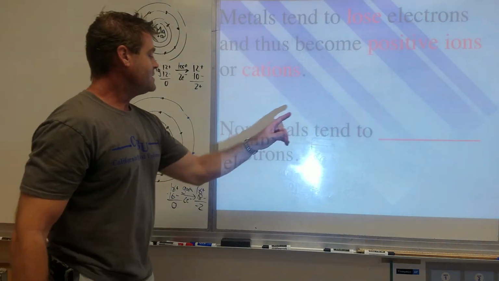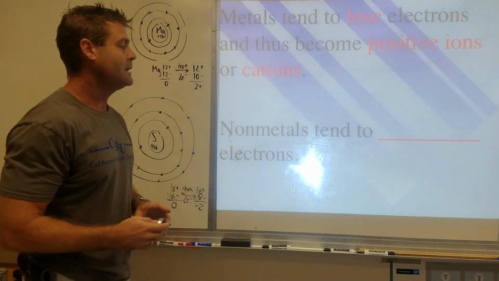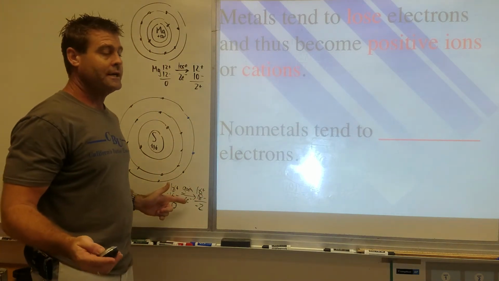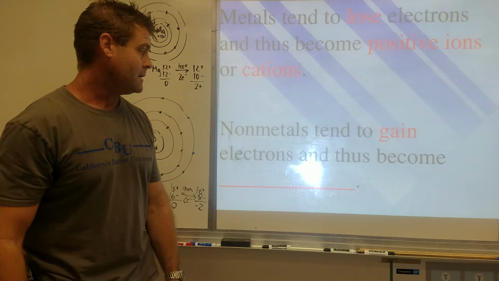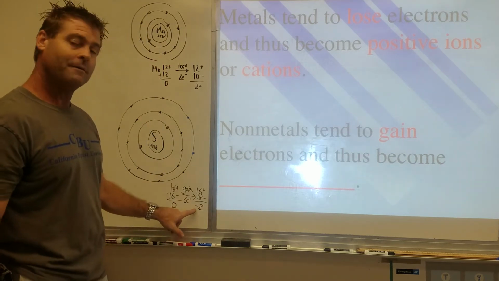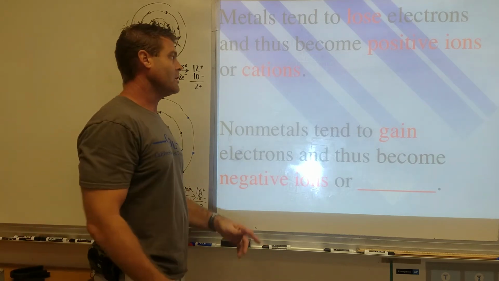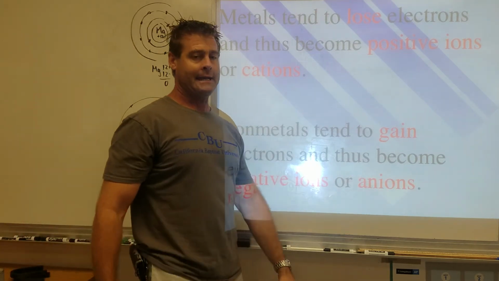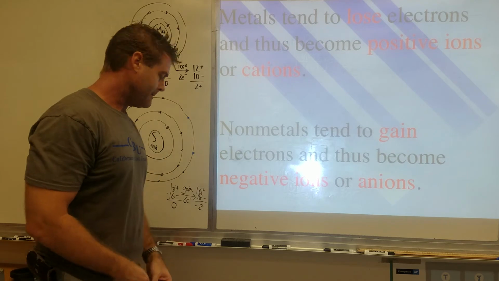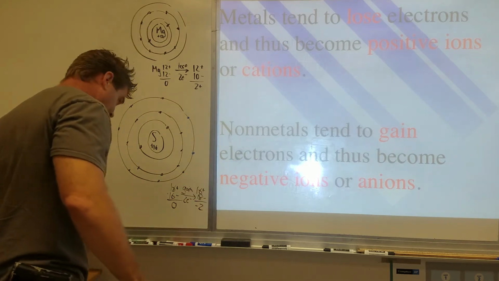So nonmetals tend to blank electrons. What do you think? They tend to gain electrons and thus become, come on, negative. And you guys remember what we call negative ions? Those are called not cations, but anions. Onions don't like onions. Okay, we're going to do a little physics here, guys.